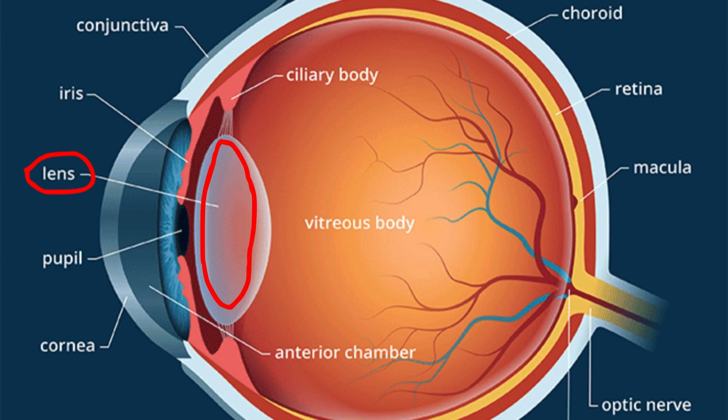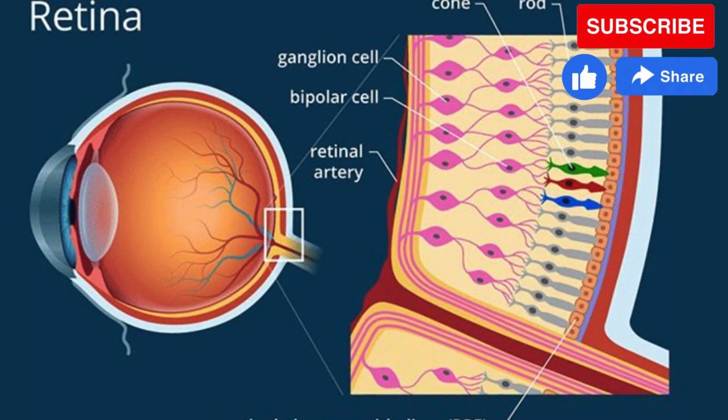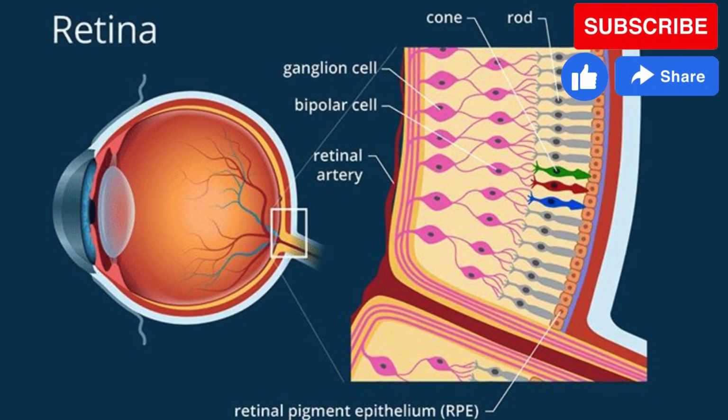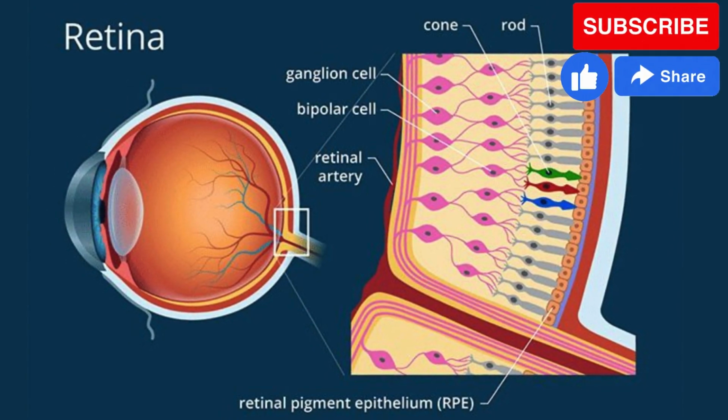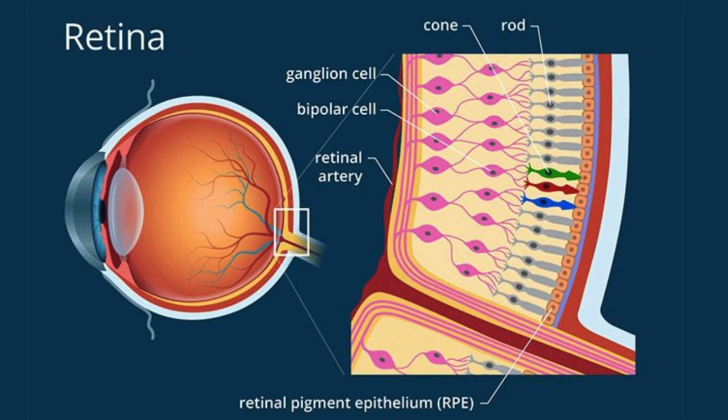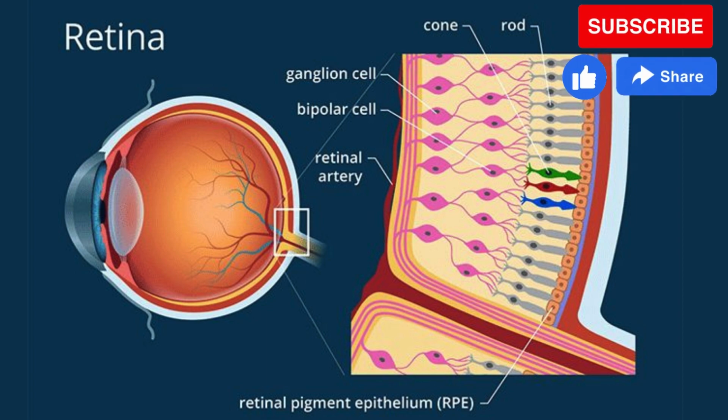The shape of the lens can be adjusted by the ciliary muscles, allowing it to change its focal length and thus accommodate for objects at different distances. As light passes through the cornea and lens, it is focused onto a layer of tissue at the back of the eye known as the retina. The retina contains millions of specialized light sensing cells called photoreceptors, which are of two types, rods and cones. Rods are responsible for vision in low light conditions and are more sensitive to motion, while cones are responsible for color vision and visual acuity.